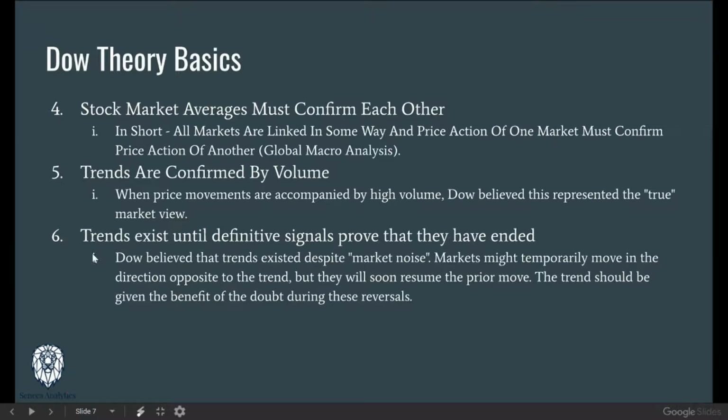And finally, the sixth principle of Dow theory states that trends exist until definitive signals prove that they have ended. Dow believed that trends existed despite market noise, and markets might temporarily move in the direction opposite to the trend, but they will soon resume the prior move. The trend should be given the benefit of the doubt during these reversals.